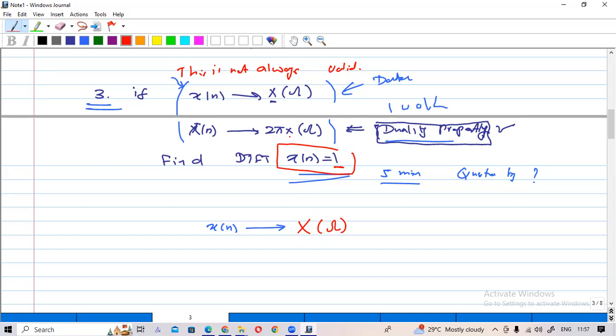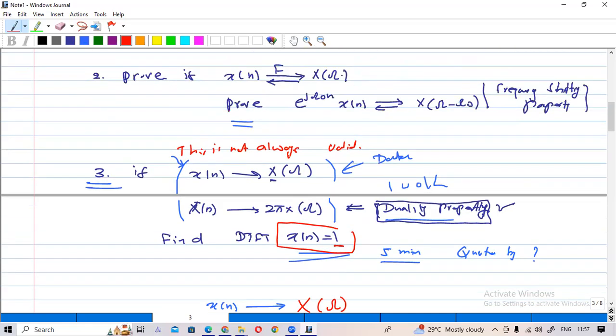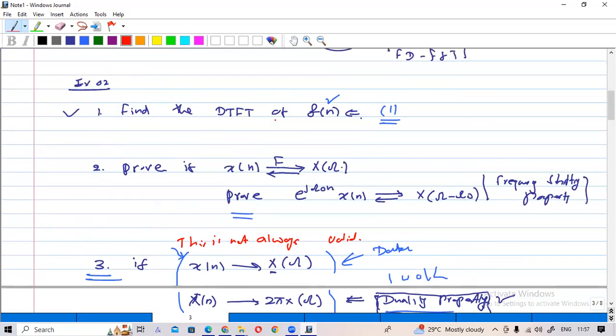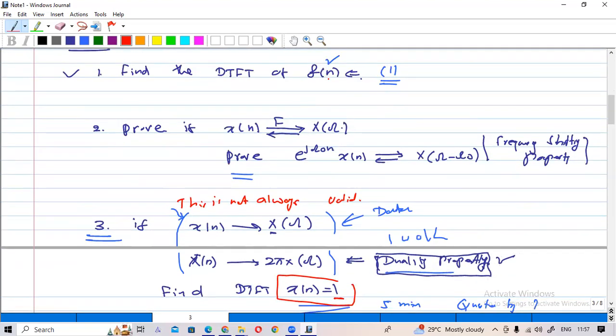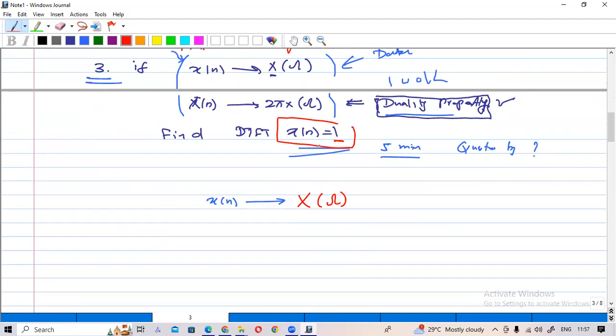You need to find this using this property. You can use this also. If you get the Fourier transform of delta[n], that is 1. So if we get the inverse Fourier transform of 1, that is delta[n]. No problem. Now you want to find the DTFT of this one.